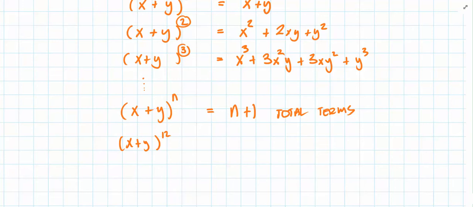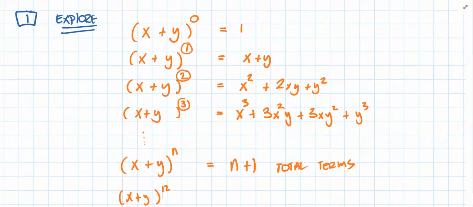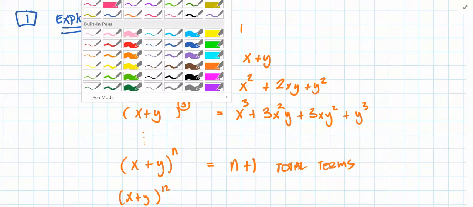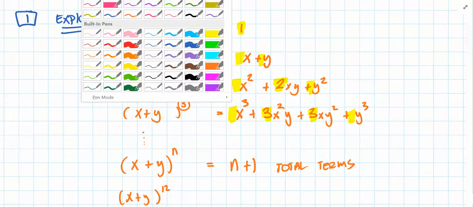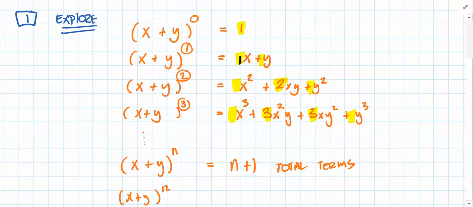All right, but before we do, there should be a highlighter somewhere in your jar. I would like you to highlight all of the coefficients in front of your terms. For example, if there's nothing there, that would be a 1, there'd be a 1 there, that would be a 1, there's a 2 there, that's a 1, that's a 1, and then 1. Highlight all those for me.